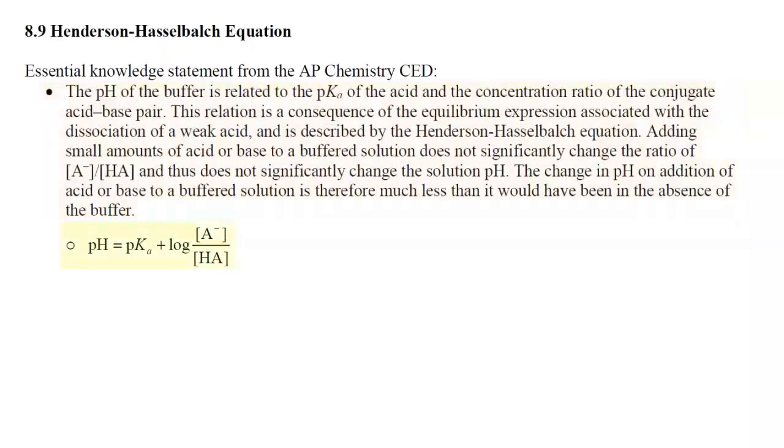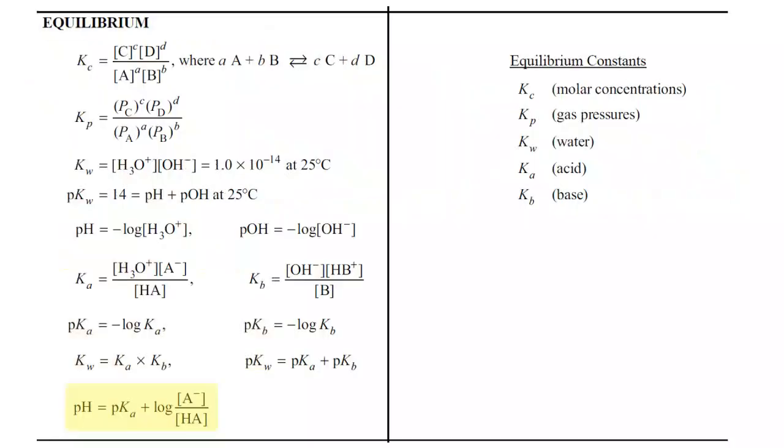And this equation, which is known as the Henderson-Hasselbalch equation, is pH is equal to the pKa plus the log of the ratio of the concentration of A- divided by the concentration of the weak acid, or HA. And you can see, if you look on the AP Chemistry equations and constants sheet, that in addition to the many equations that involve pH, pOH, and acids and bases, the Henderson-Hasselbalch equation is included on the AP Chemistry equation sheet.